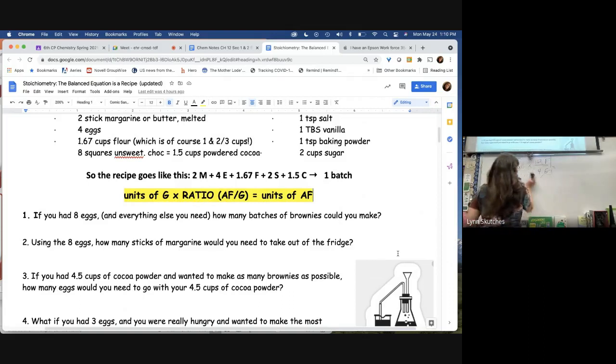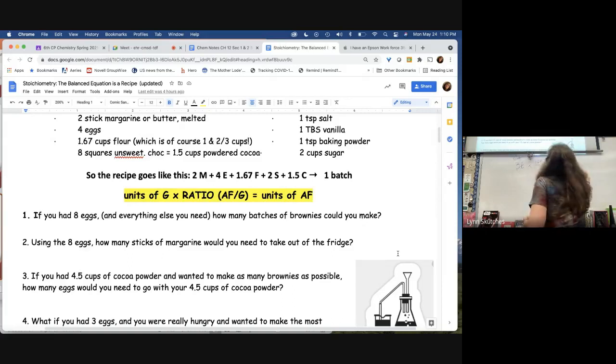Anybody? So it's 0.75 times 1.67. You can do it that way. Do 3 times 1.67. Hit enter. So you get an answer and divide by 4. Sure. 1.25 cups of flour is what this one is.